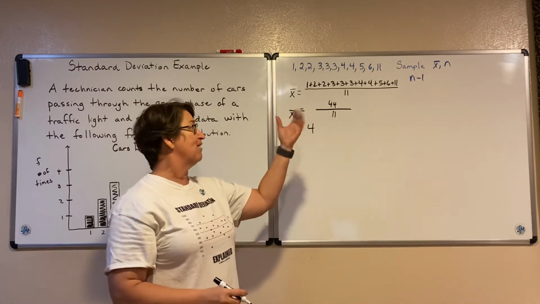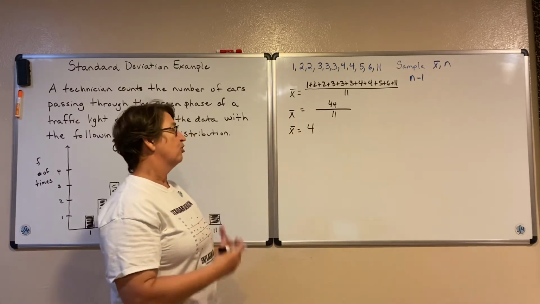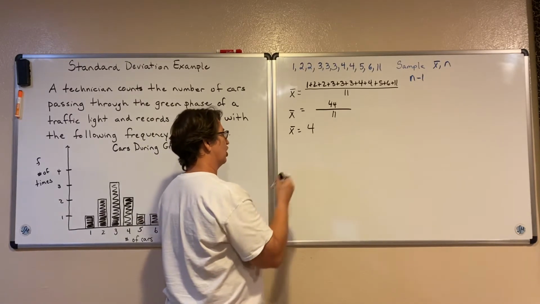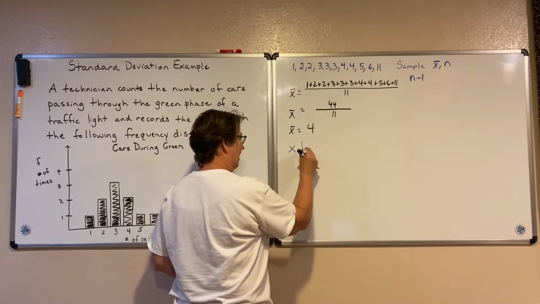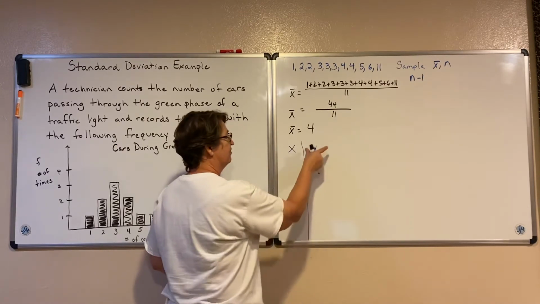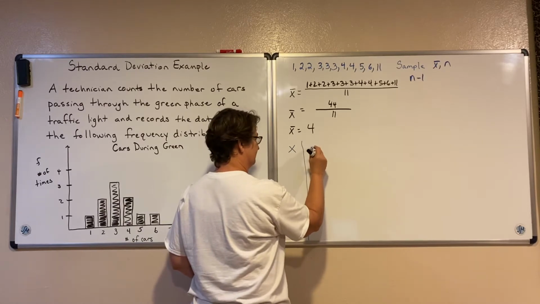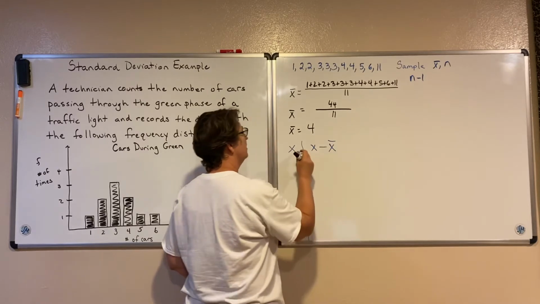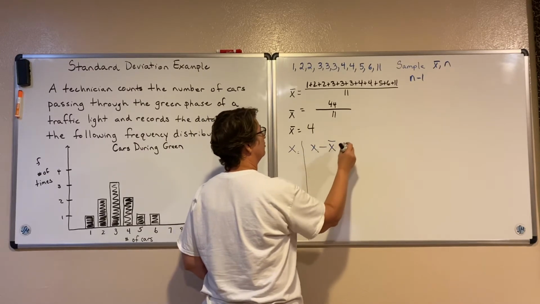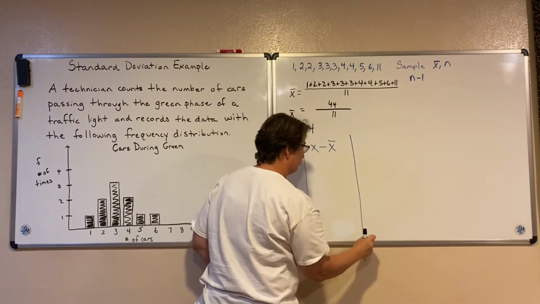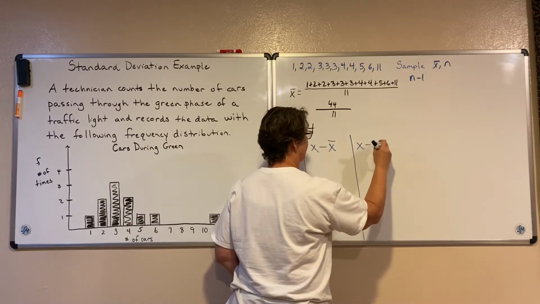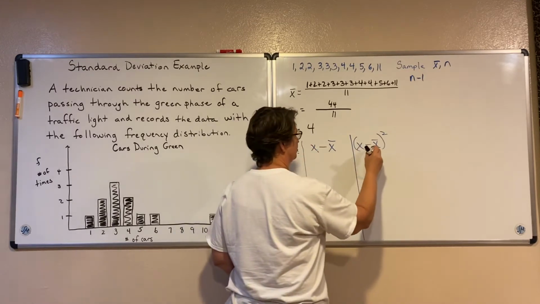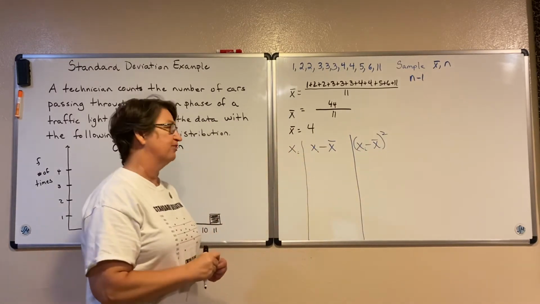Now I want to find that average distance from the 4. I like to make a chart to help me figure it out. So I start with my chart. I'm going to put my data values in the first column. Then I'm going to find the distance from those data values to the mean. Once I've figured out those values, I'm going to square those differences, so that my chart looks something like this. Now I'm just going to fill those in.